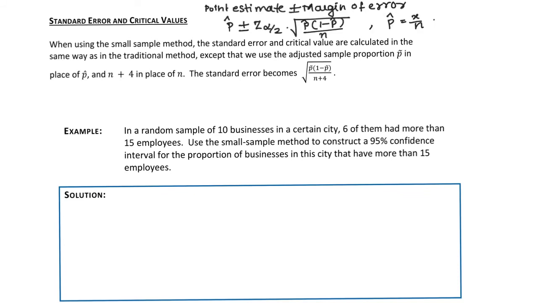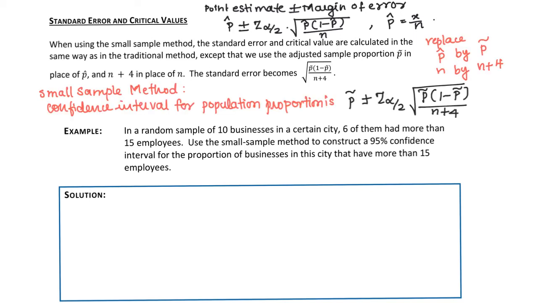You have already learned the method to construct the confidence interval for population proportion using this formula. In the small sample method, we will replace this p hat by p tilde, and we will replace this n with n plus 4. Then the confidence interval for the population proportion will become like this. Now let's look at an example.